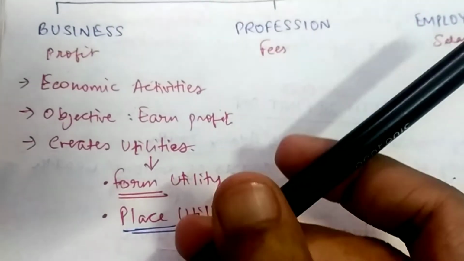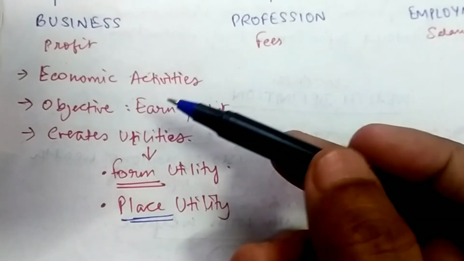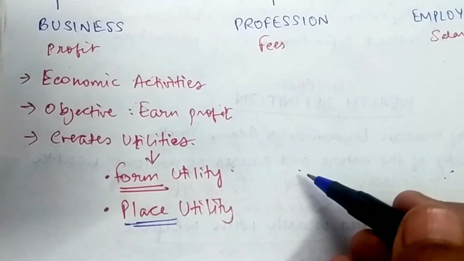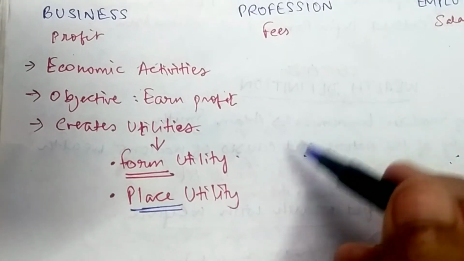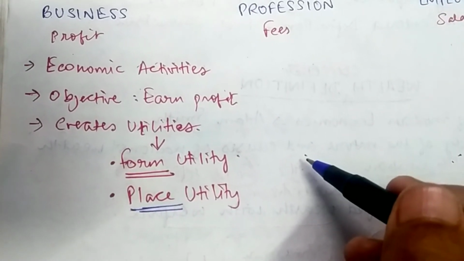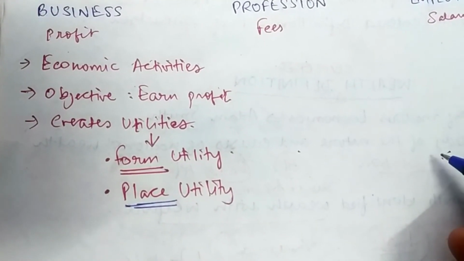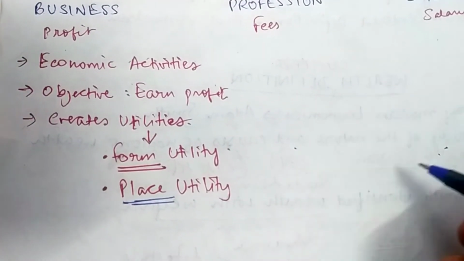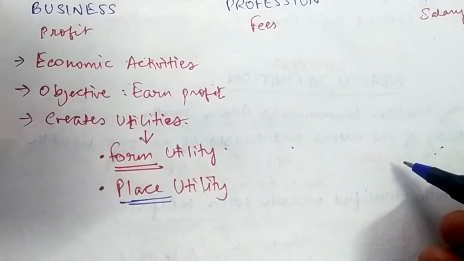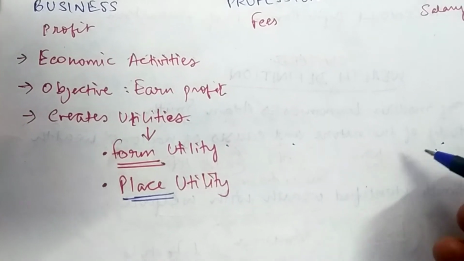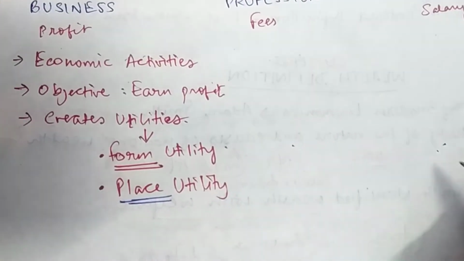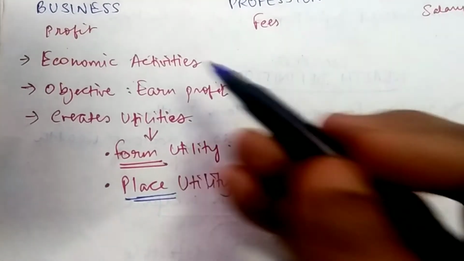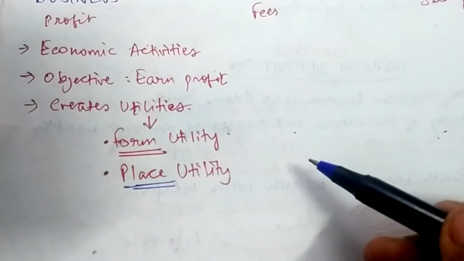Like suppose this pen, when it got produced in a factory, the customer was not there. It was of no use. No one was there to buy it. But when the place of this pen got shifted to a market where I have reached to buy, now it is of use. It is of use for me. I have bought it for my use. So by changing the place, the business creates utility.